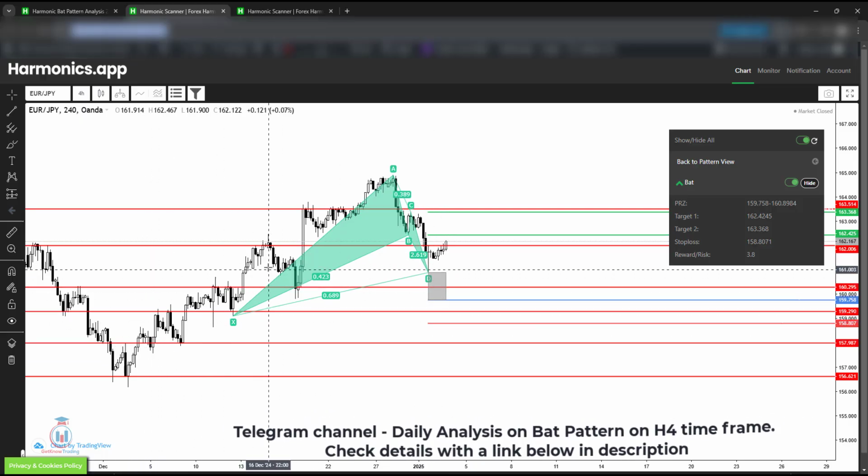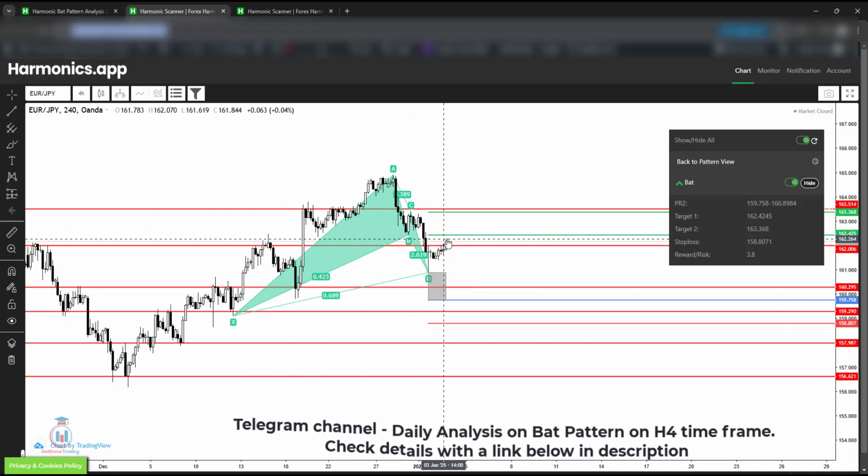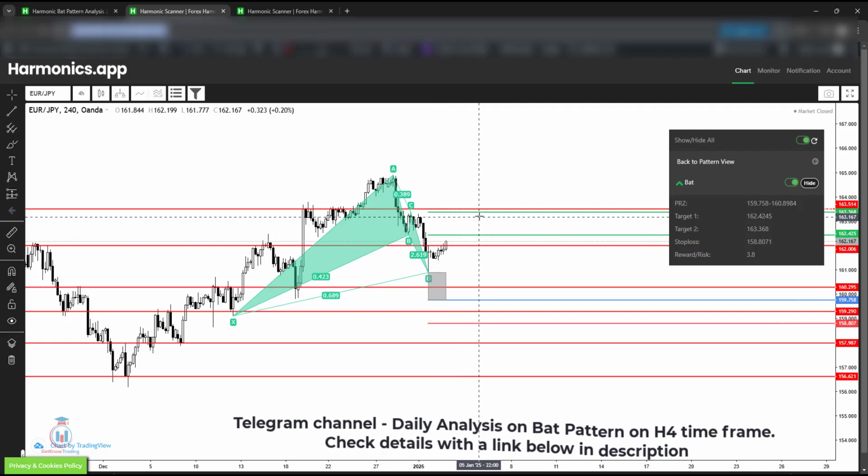First of all, the first filter was that the price is formed in the direction of the trend. This trend is bullish, and we have a bullish Bat pattern formed here, with the potential reversal zone and the targets here and here.